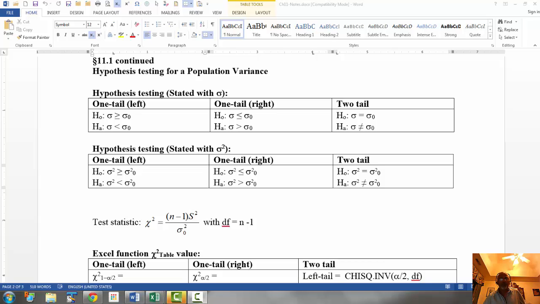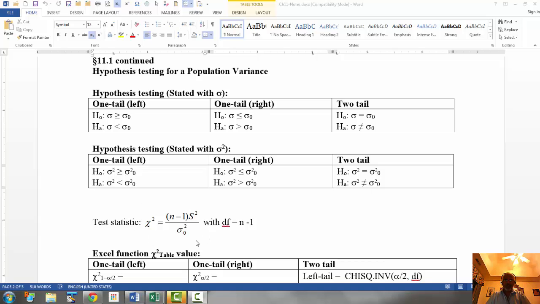So here are the formulas that we will be using for testing in single population variance case, and we can have the three possible formats for the hypothesis. One tail, the left side tail, where the alternative hypothesis is less than a given value for standard deviation or variance. You can set it up in either format. Either you can use standard deviations to set up the hypothesis, or it could be variance, or it could be one tail on the right side or the two tail test.